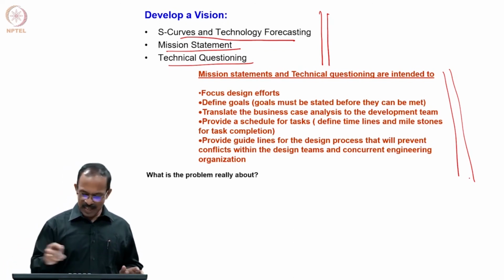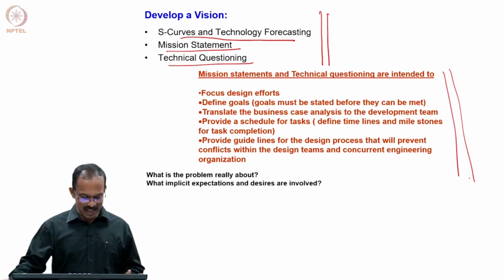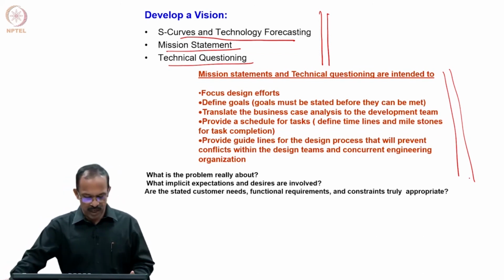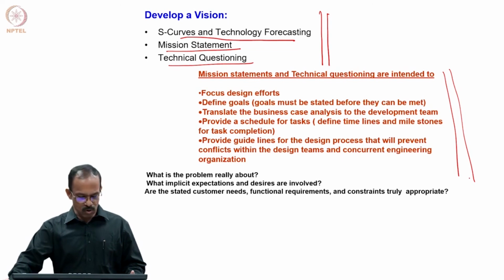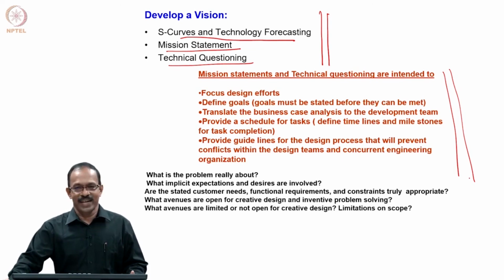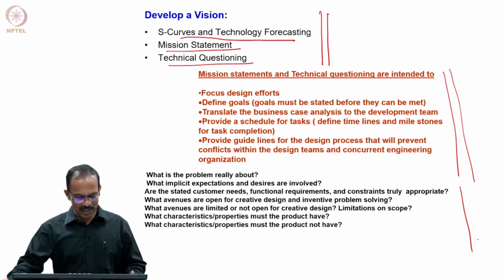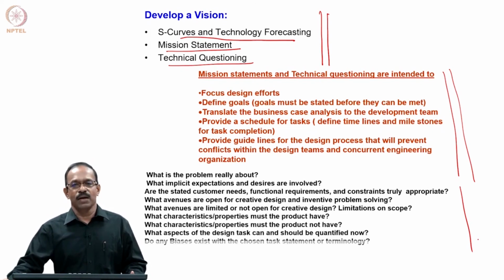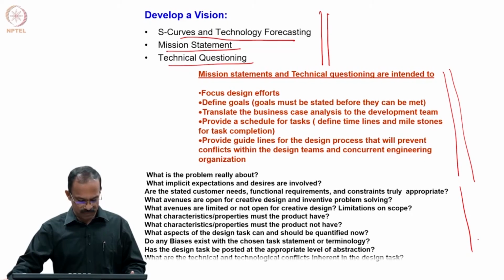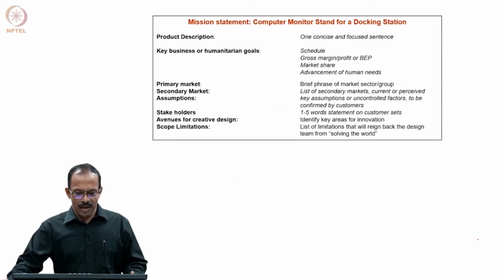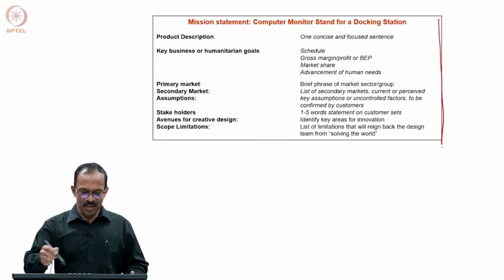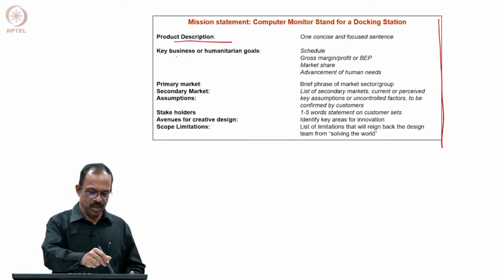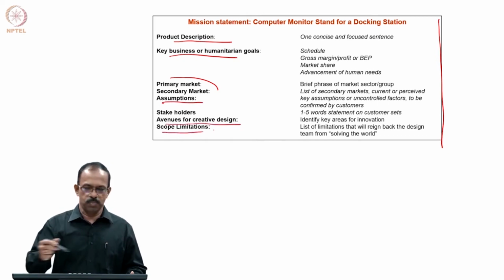These are some of the technical questions we mentioned: what is the problem really about, what implicit expectations and desires are involved, and things like that. We asked all these questions to get the answers, and based on the answers we can develop the mission statement. And the mission statement will look like this. It will talk about the product description, the key business goals, the market, assumptions and avenues for creative design, and the scope limitations.